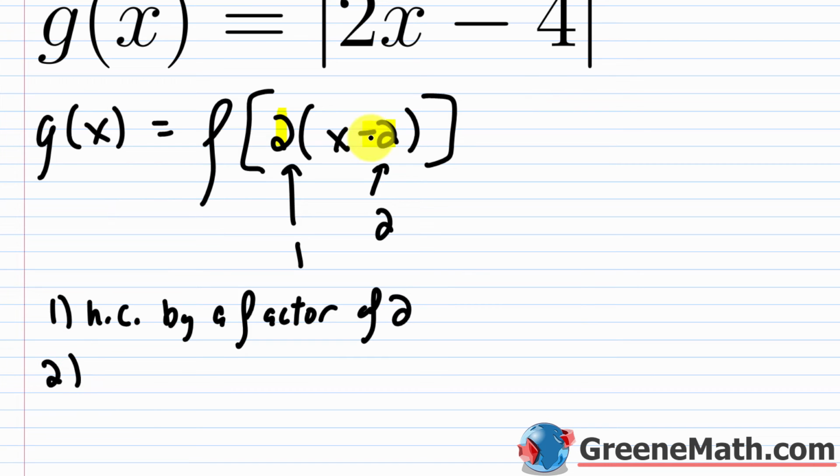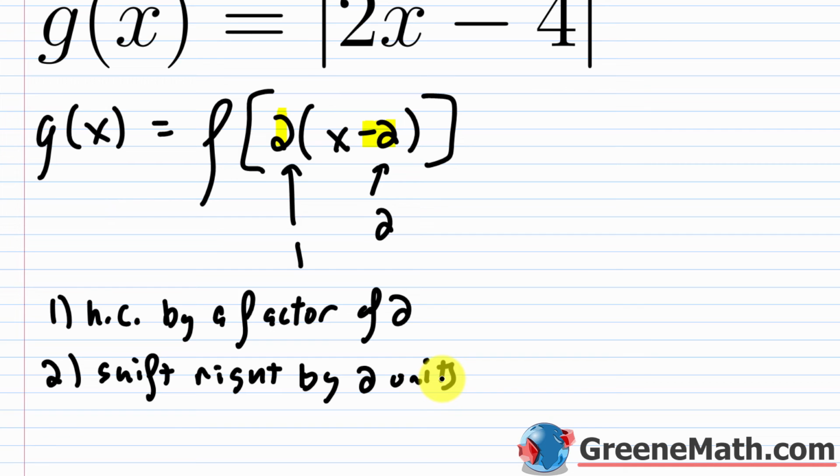The second thing is you have this minus 2. I need to undo that, so I want to add 2. That's going to shift me to the right by 2 units. So you could say shift right by 2 units. So that's all we're really going to do here.